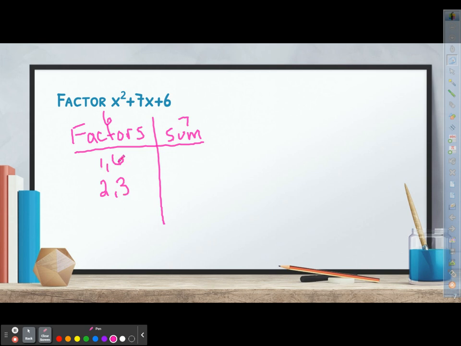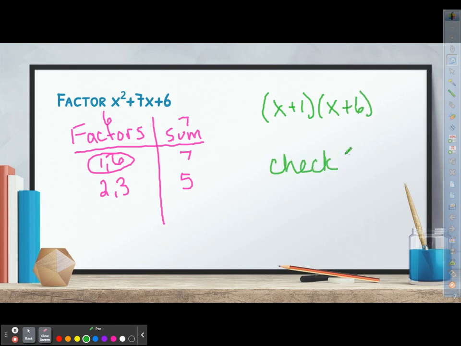Okay, so let's add 1 plus 6, you get 7. 2 plus 3 is 5. So the ones that add up to 7 are 1 and 6. Therefore, my factored form would be x plus 1 times x plus 6. And you can check that one to make sure that's correct.